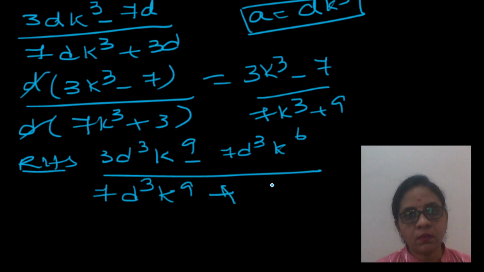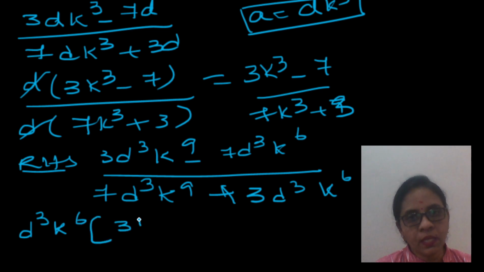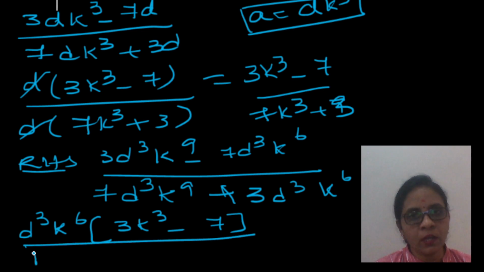So it is 7 d cube k power 9 plus 3b cube. So it is 3 d cube k power 6. Now in the numerator we can take out d cube and also k power 6. So we have 3 k to the power 3 minus 7 by, in the denominator also you can take out d cube k power 6. So we have 7 k power 3 plus 3.